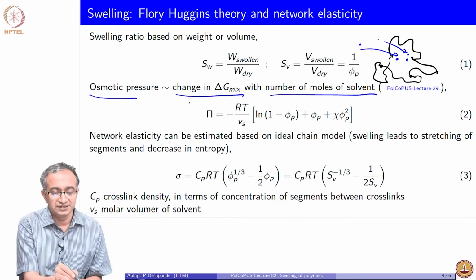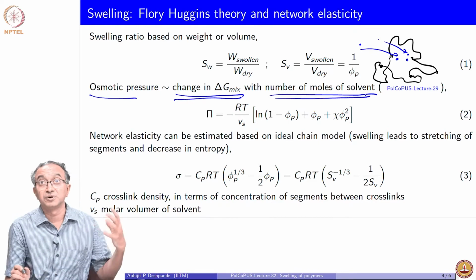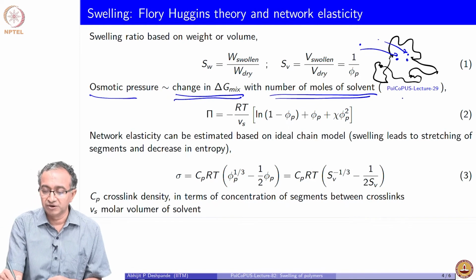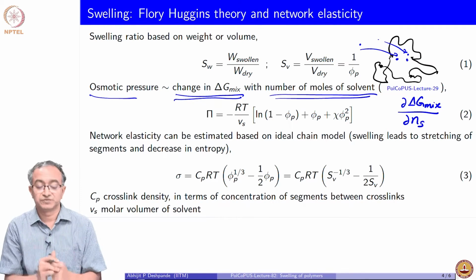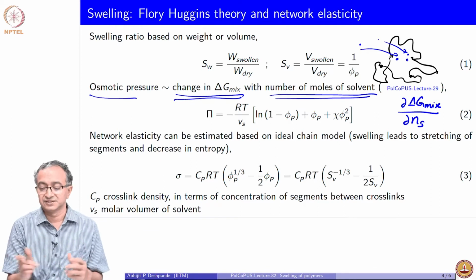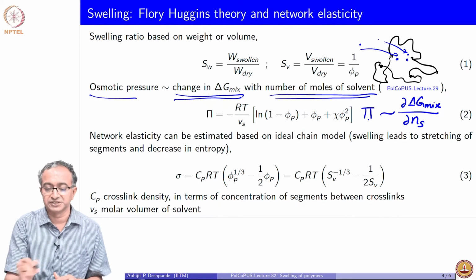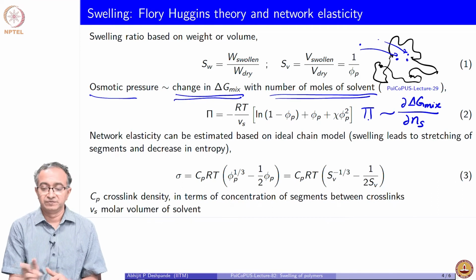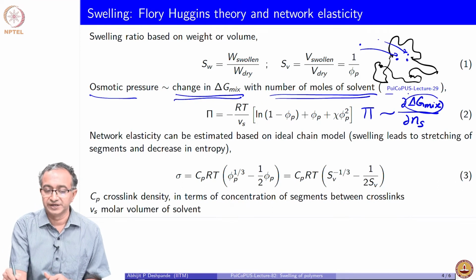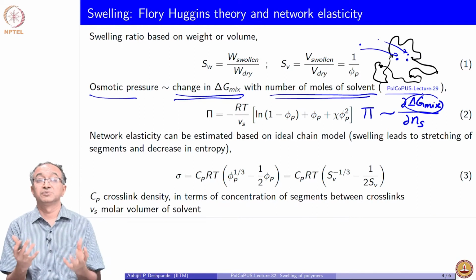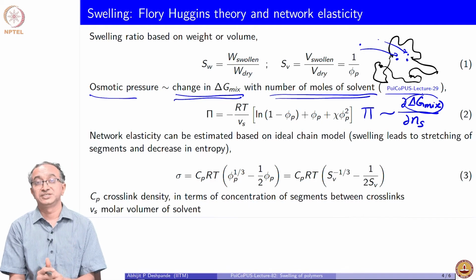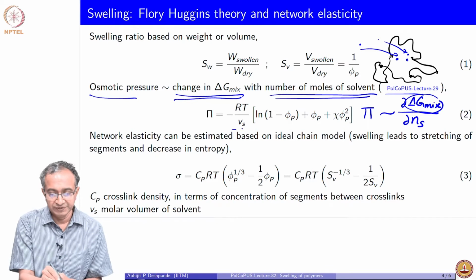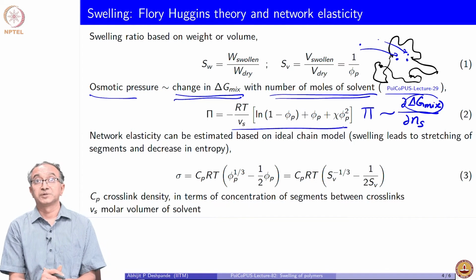And so, the change in Gibbs free energy with respect to the number of moles of solvent that are coming in, if we estimate that, is nothing but related to the osmotic pressure, pi. So, we can find this out using Flory-Huggins theory, because it is a polymer solvent system, and Flory-Huggins theory is one way to estimate how much the Gibbs free energy change is, as we have already seen. So, we can get an expression for the osmotic pressure.